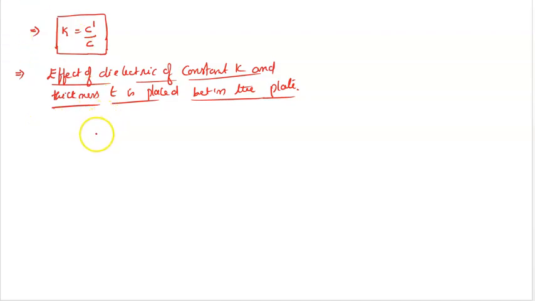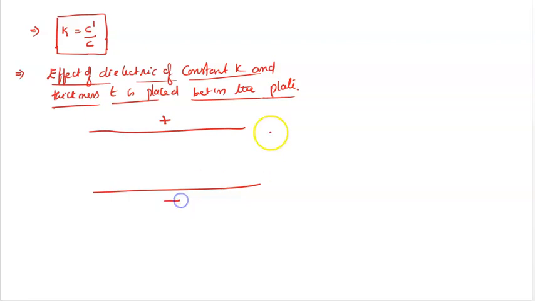Consider this is a capacitor, and here this is the positively charged plate and negative. This is plus Q and this is minus Q. And a dielectric of constant K and thickness T is placed between the plates of the capacitor.